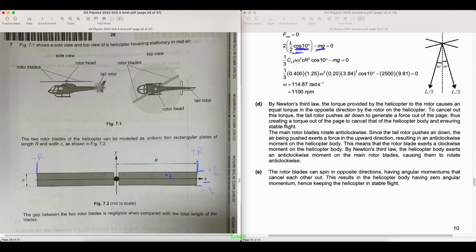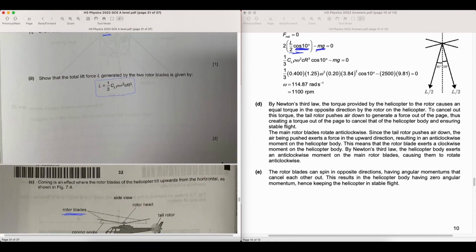We see that we have the top view of 7.1 and the tail rotor pushes air downward. Because the tail rotor pushes air downwards, that means the thrust that is generated on the helicopter body is upwards from this point over here. This thrust causes a moment on the helicopter body about the rotor head to be anti-clockwise. Now, since the total angular momentum of the entire body increases in the anti-clockwise direction, and because we know the helicopter body stays still, that must mean that the rotor blades spin in the anti-clockwise direction. And that concludes part D.